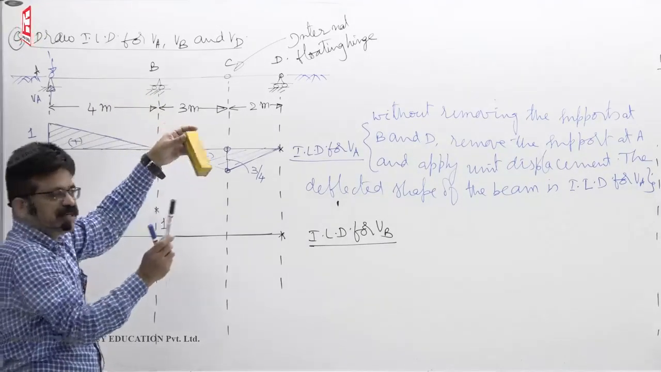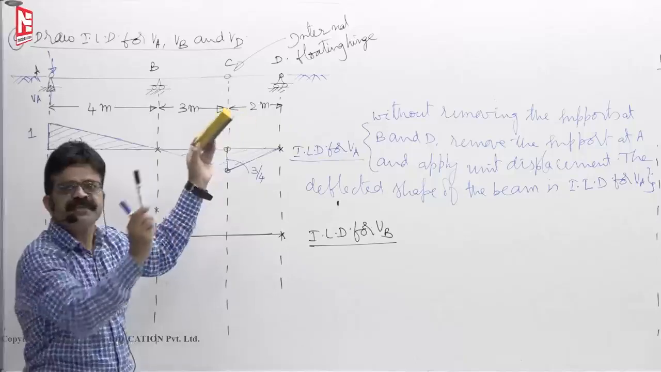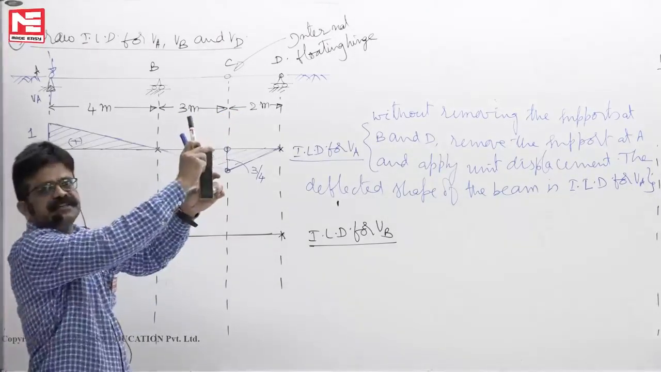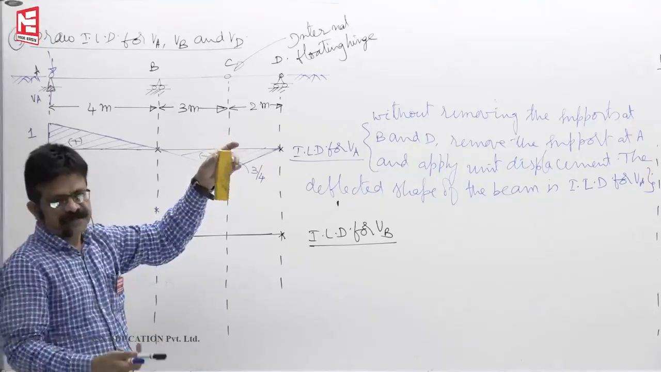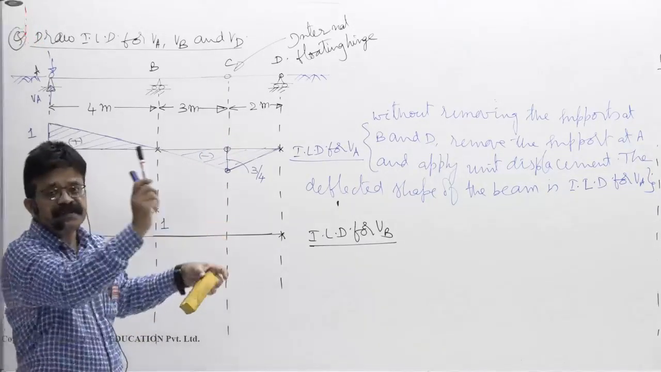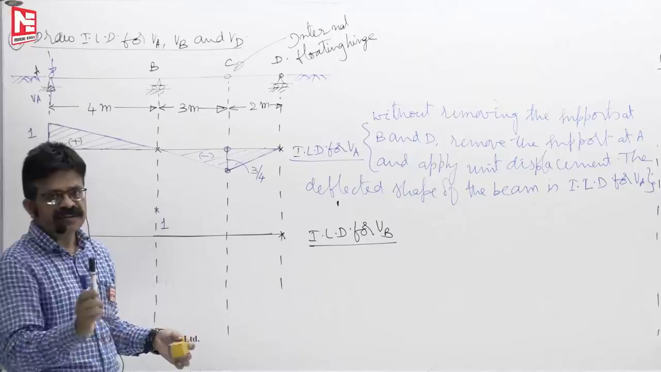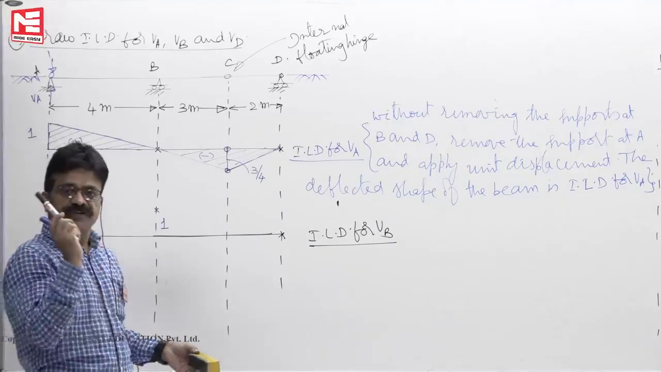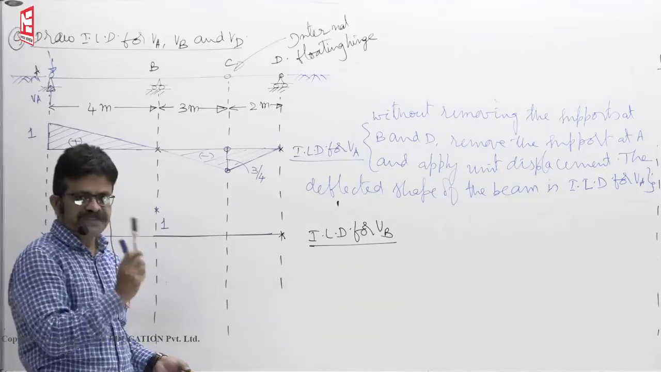Any statically determinate structure, removing the support means it becomes unstable. Such unstable structures, you apply unit displacement as rigid body, it will displace. So it has to be only straight line. No curved lines will be there for statically determinate structure when you are dealing with the reaction, shear force, bending moment.